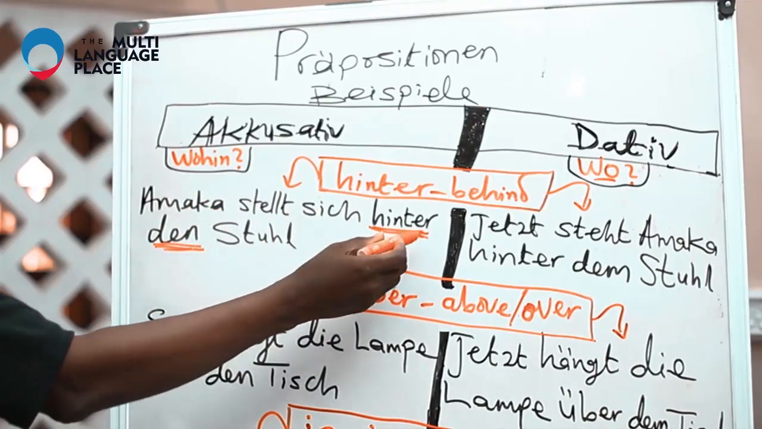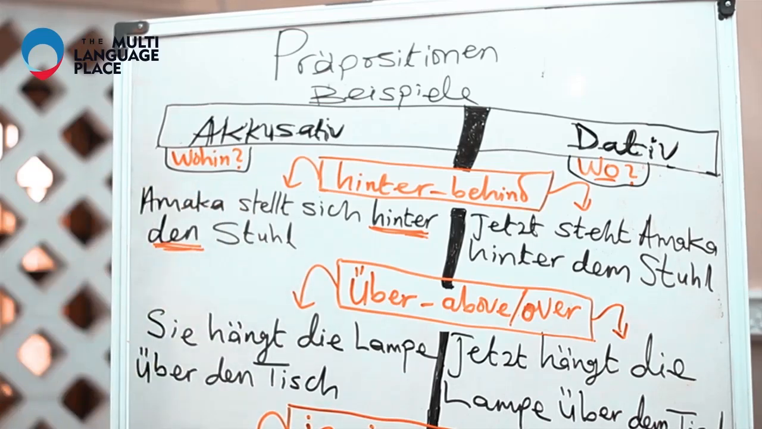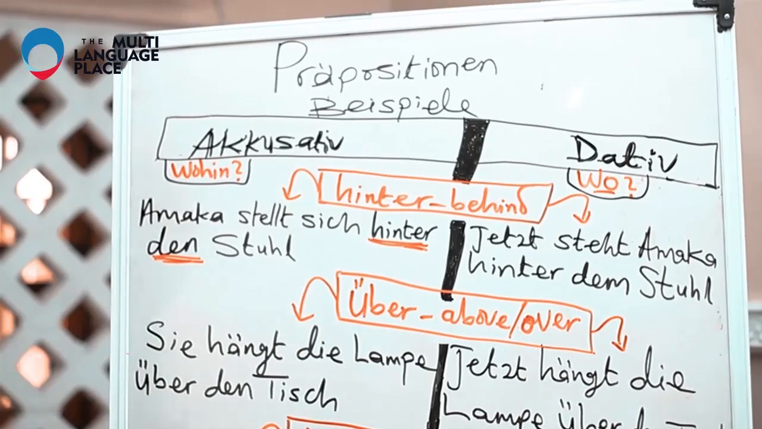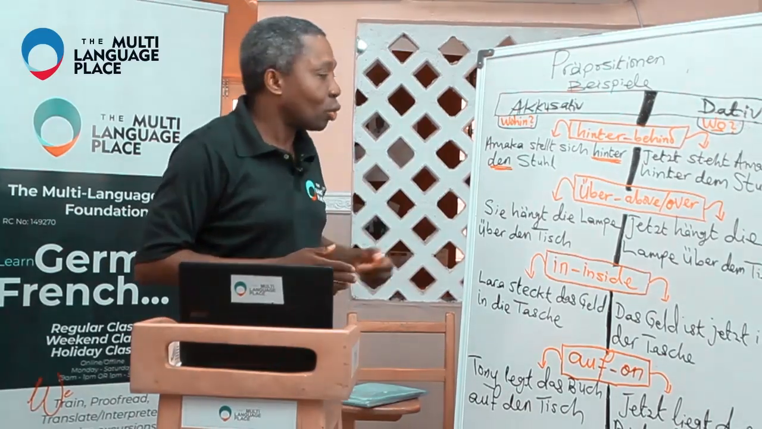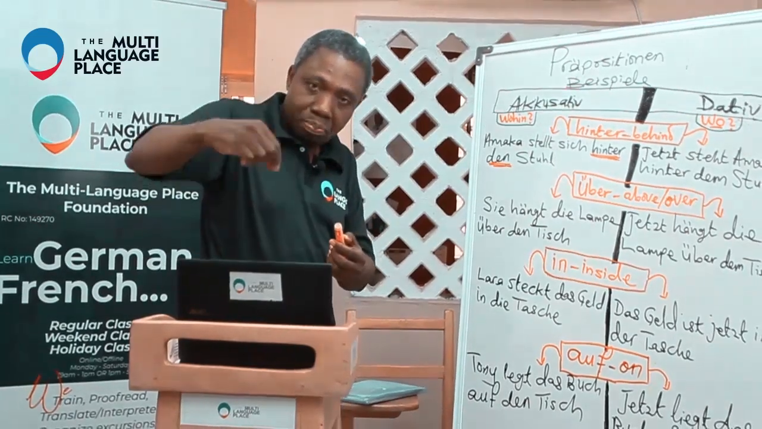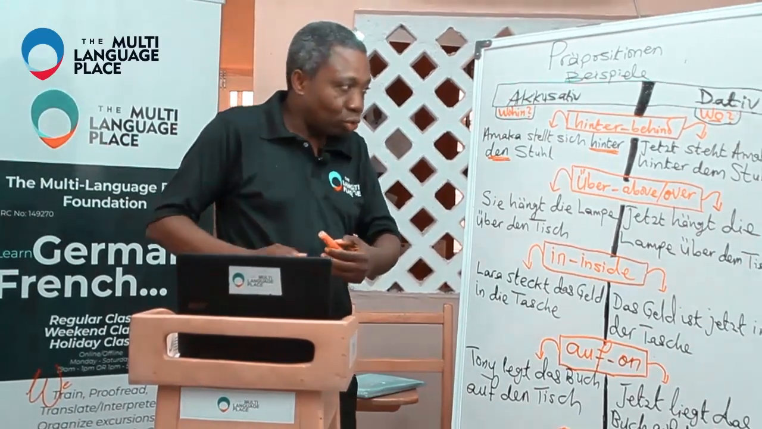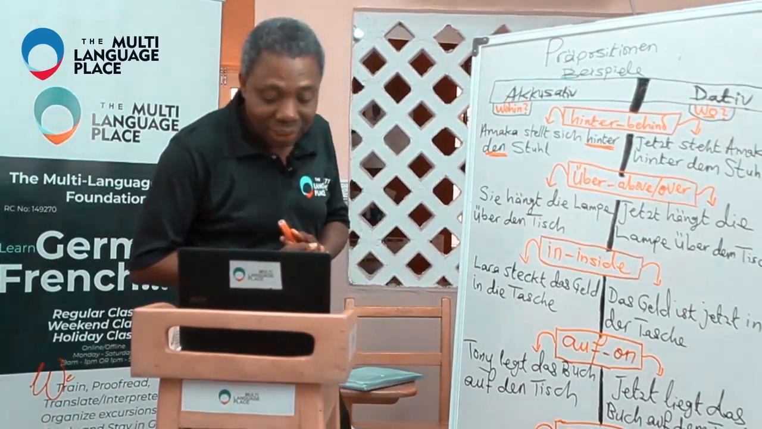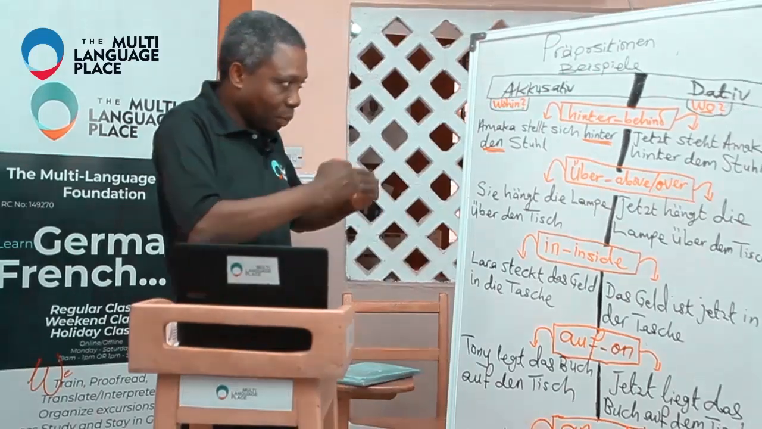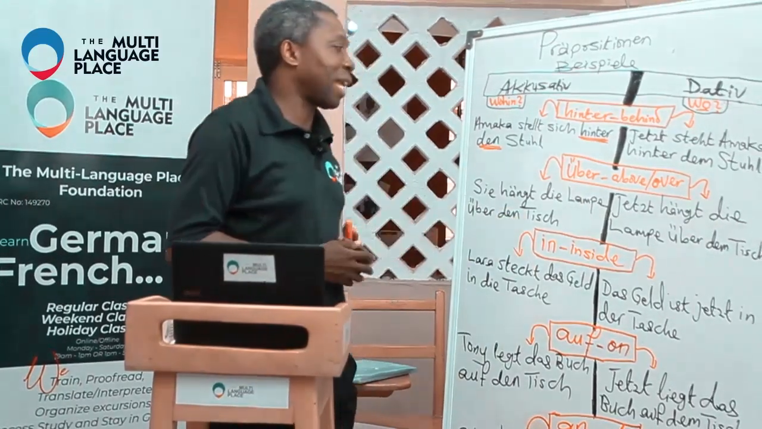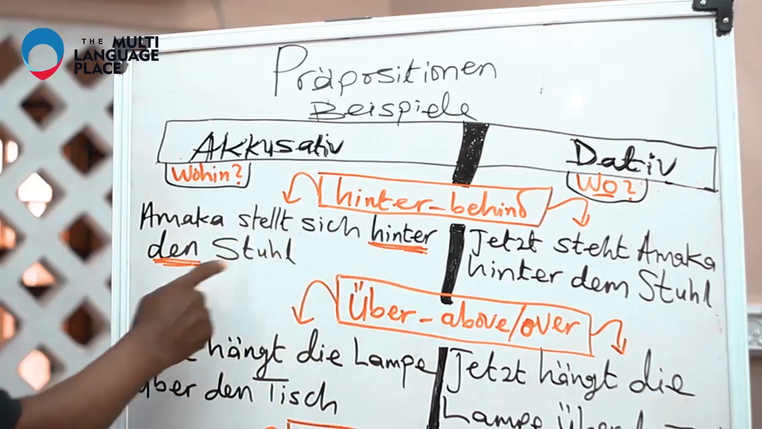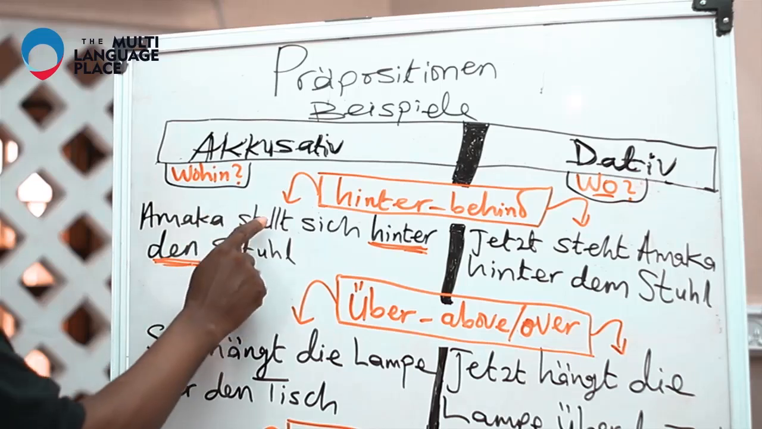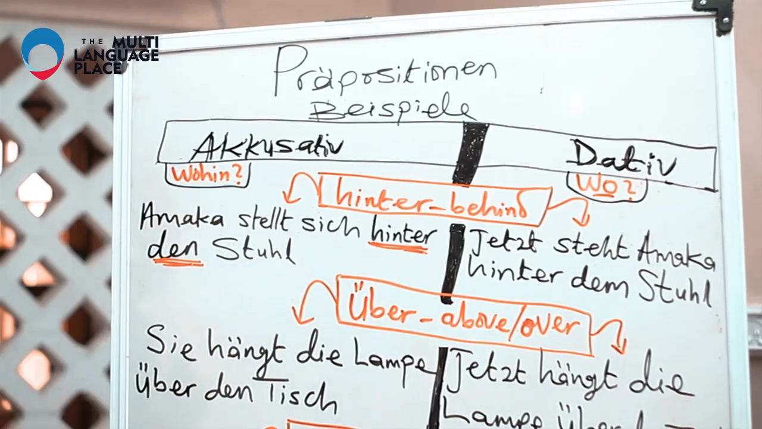Amaka stellt sich hinter den Stuhl. Amaka takes herself to stay behind a chair. So in this case, Amaka is performing an action of movement to stay behind a chair. You see that Amaka is performing the action and is moving to perform it. So we see Amaka stellt sich hinter den Stuhl. Another question we may ask is, wohin stellt sich Amaka?